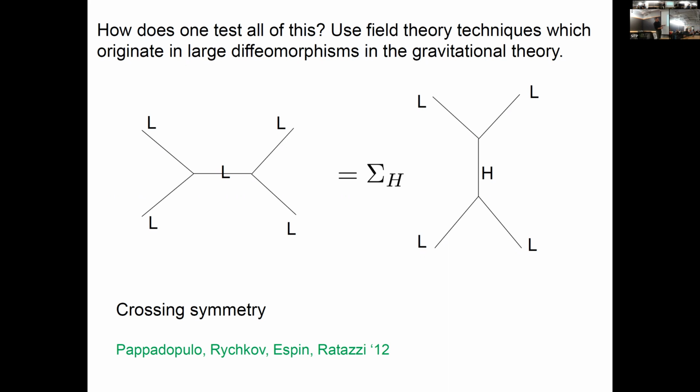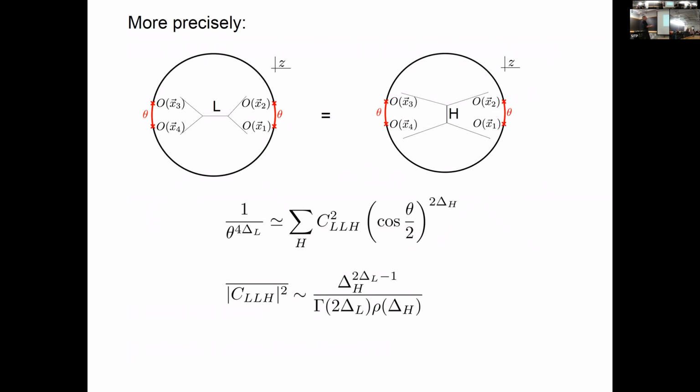But from this, you can see how it works, and this is some known quantity here. But the right-hand side involves a square of C light heavy squared times some other kinematic stuff. And then you just need to make sure that this sum, whatever it is, reproduces the leading singularity on the left-hand side. And that will spit out the statistics for C light heavy squared on the right-hand side. In slightly more detail, if you put 4 operators on the disk and you do this light line diagram in it, theta is the angular separation between these operators on the right and on the left. And on the left, the singularity is given by 1 over theta to the power 4 delta L from this short distance singularity and this short distance singularity. And on the right-hand side, in the dual channel, you get the sum over this H operator, C squared LLH.